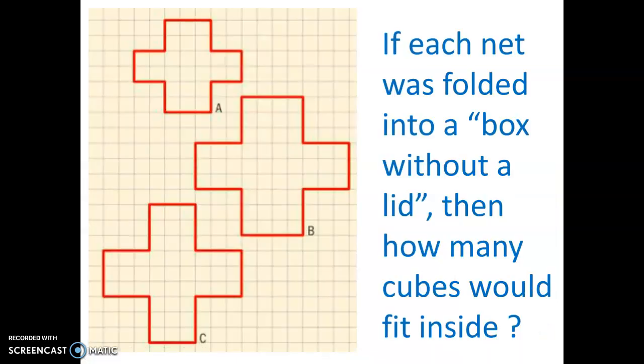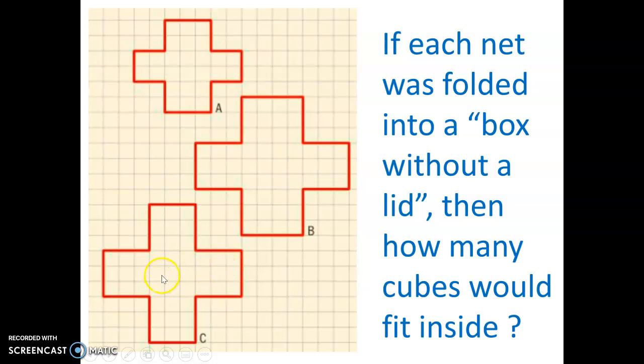Okay, if each net here was folded into a box without a lid, then how many cubes would fit inside? So this question is about a volume. Imagine you folded these little flaps up, and now we're asking how many cubes, like of this size, would fit inside here? If you were putting cubes in there and stacking them in there, how many would fit here? Okay, let's try this one. In shape B, if you folded these flaps up and had this empty box, how many cubes would fit in here to fill that entire volume, the whole space inside there? And finally C, try the same thing.